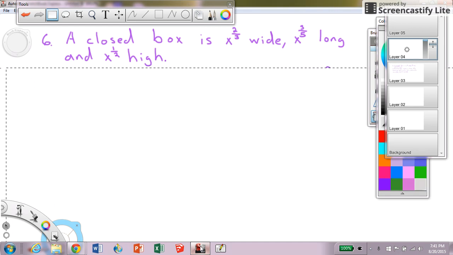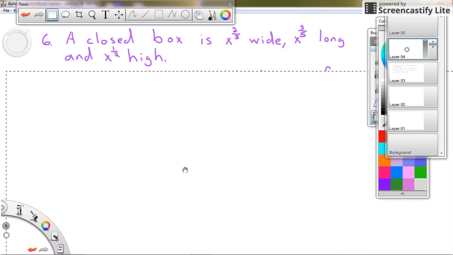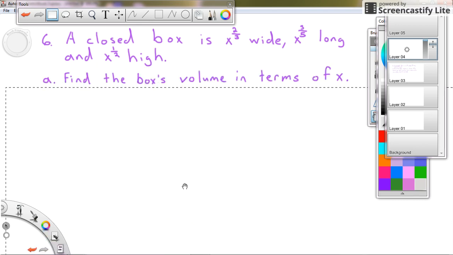Okay, a closed box is x to the 2/3 power wide, x to the 3/5 power long, and x to the 1/2 power high. Okay, so we've got some fractional exponents in our box's dimensions here. All right, let's see what we have to do. The first thing we have to do is find the box's volume in terms of x. Okay, this really isn't too difficult.